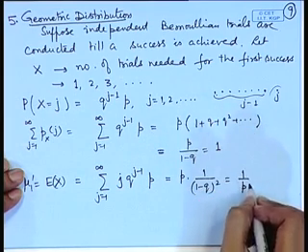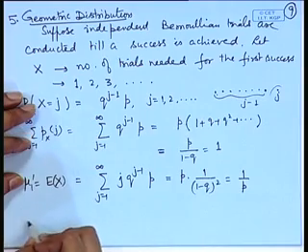That means the average number of trials needed for the first success is the inverse of the probability of success in a single trial. Suppose we consider tossing a coin where the probability of head is 1 by 3, then we require on the average 3 throws of the coin to get a head. Suppose we have a die where the probability of a 6 is 1 by 6. So, you will need on the average 6 trials to get the first 6.